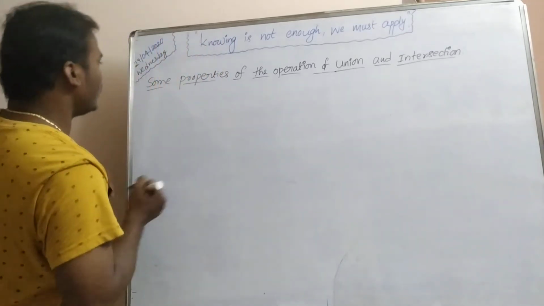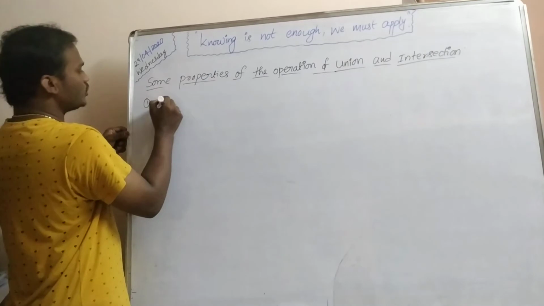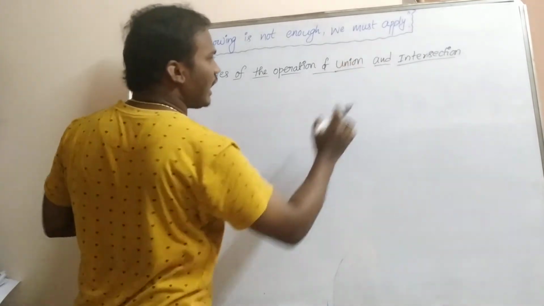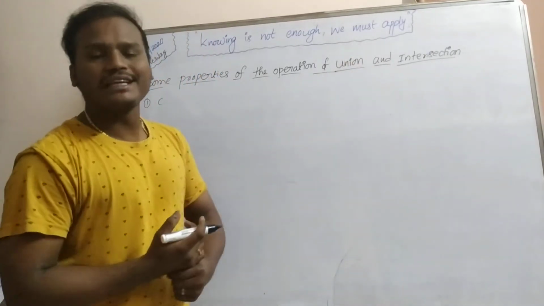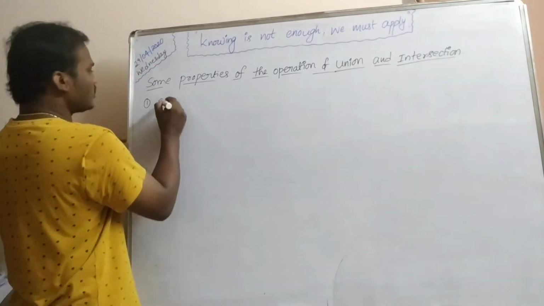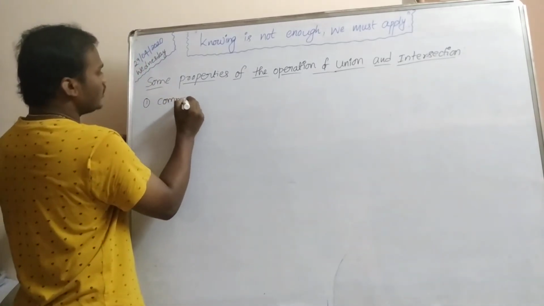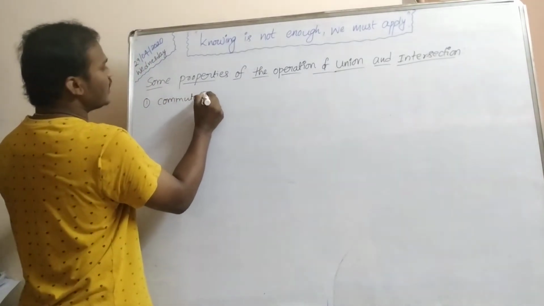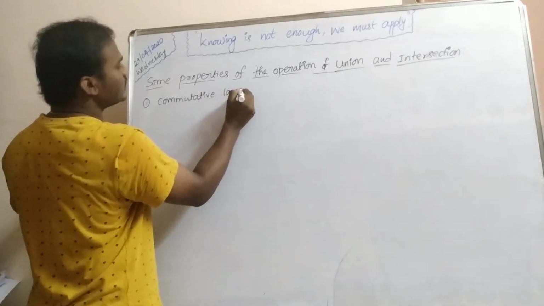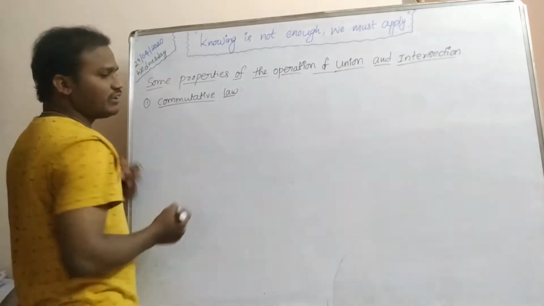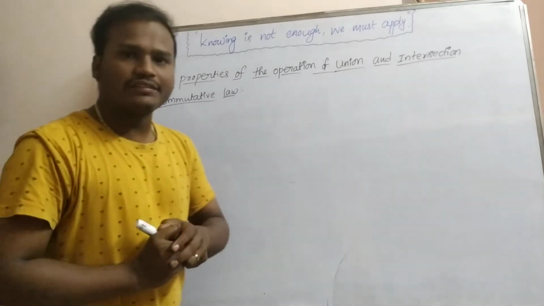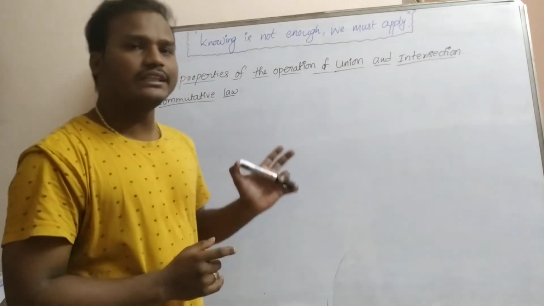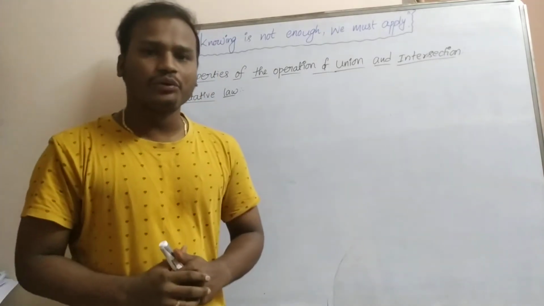The first one is commutative law. Now I will discuss both union and intersection at a time. Please understand them. All of you know what the commutative law is. We have learned it through numbers, under addition, and then subtraction and division. In this topic also we have intersection and union.